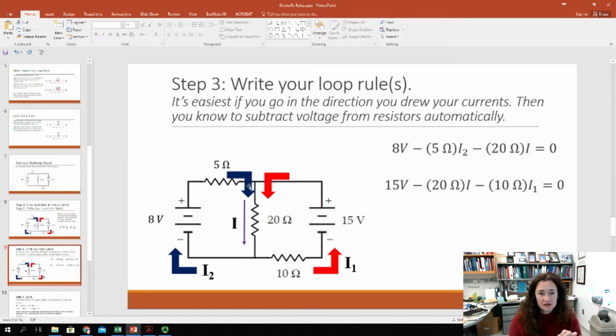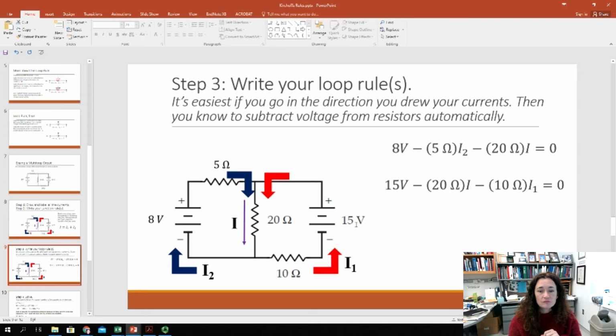Now continuing in my little loop, I'm going to drop down through that 20 ohm resistor. When I do that, I lose voltage, minus 20 ohms, and the current that's traveling through that 20 ohm resistor is I. Now I complete my loop and end where I started. So that's my loop rule: 8 volts minus 5 ohms times I2 minus 20 ohms times I is equal to 0. So that's my first loop.